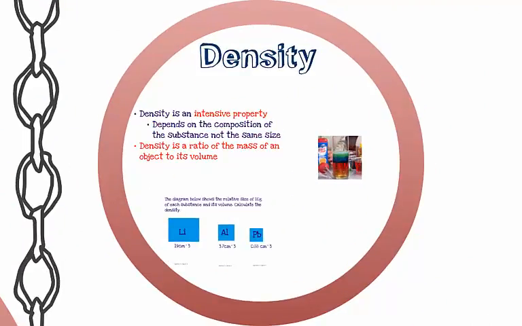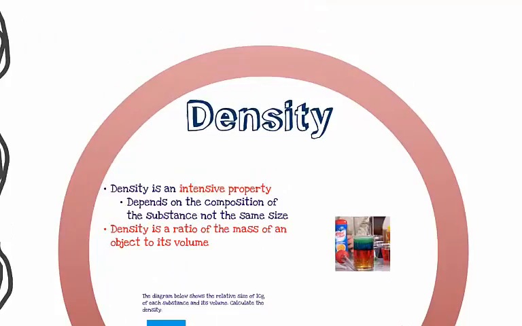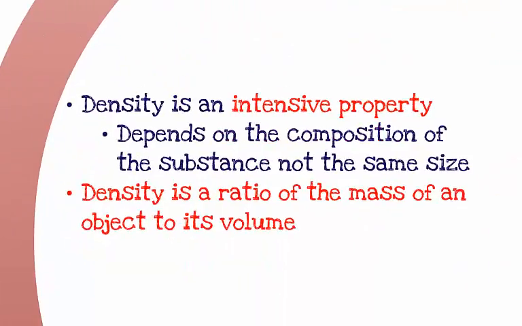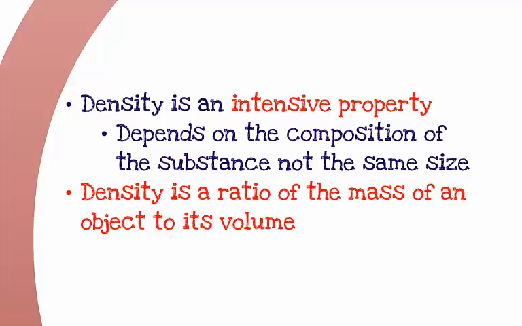Another unit that you may or may not be familiar with is the unit of density. So density is an intensive property, right? So it really depends upon the composition of the substance, right? And so they don't necessarily have to be the same size. So density is a ratio of the mass of an object and its volume, right?